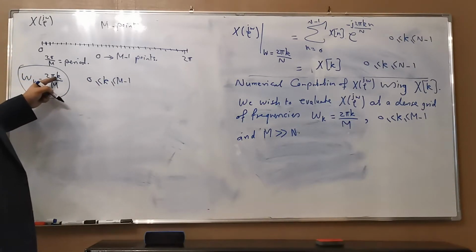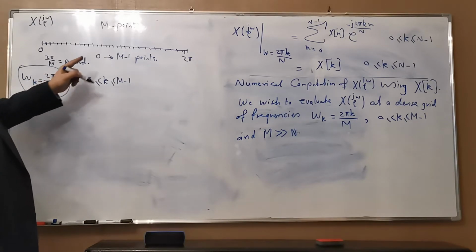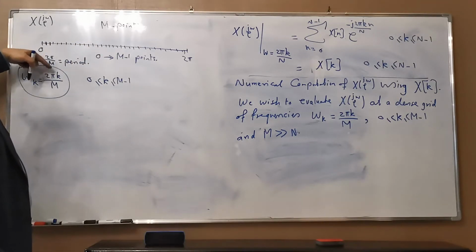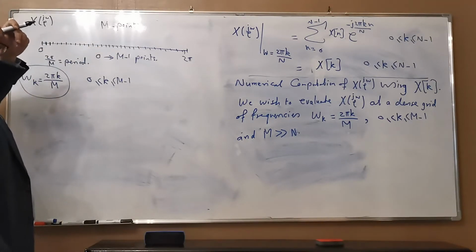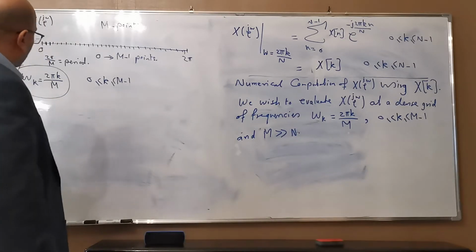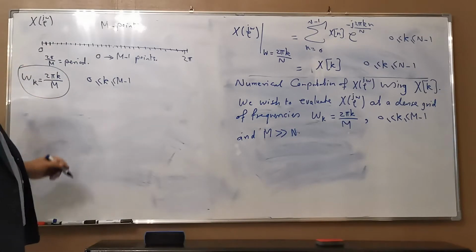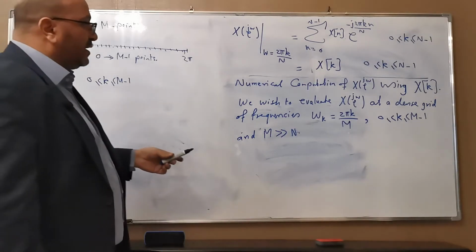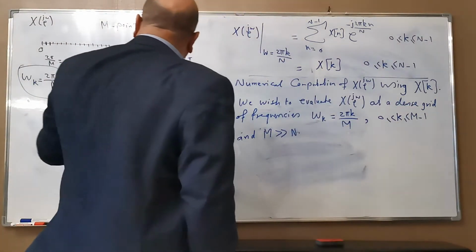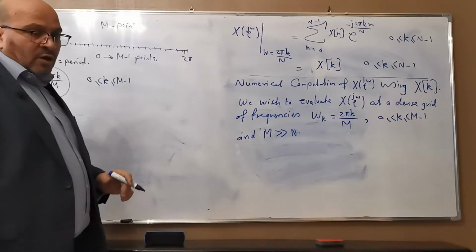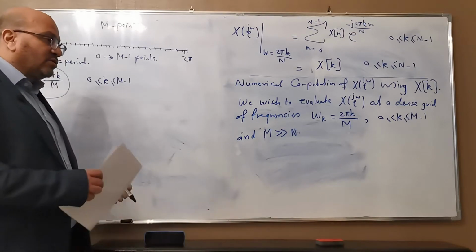Whenever you have a point, let's say 100, this is 2 pi times 100 over m. It's the 100th point, or the 101st point, that we will get in this range from 0 to 2 pi. And this is what we mean by a dense grid. A dense grid means that you have so many values that your resolution will look like a continuous function.